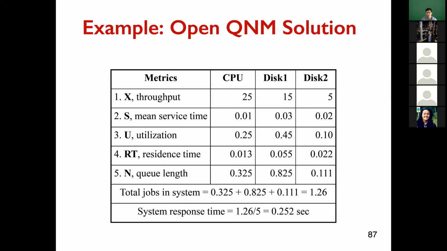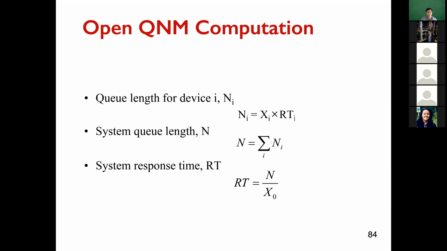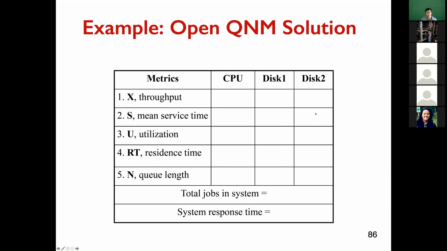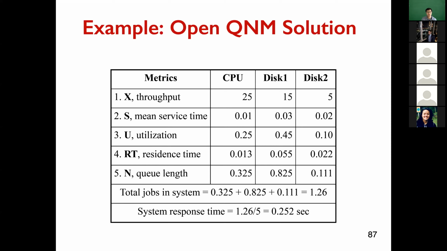And then we calculate QNAND, right? Just remember, QNAND is the throughput of the device times the residence time of the device. This is the QNAND for CPU, right? Then we calculate QNAND of disk 1, disk 2, and add them together. All the QNAND together is the QNAND for the entire system, or the total jobs in your system. It is 0.325 plus 0.825 plus 0.111 equals 1.26. This is the total QNAND, or total jobs in your system.